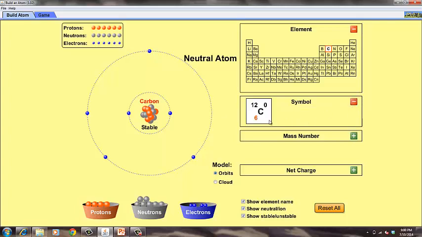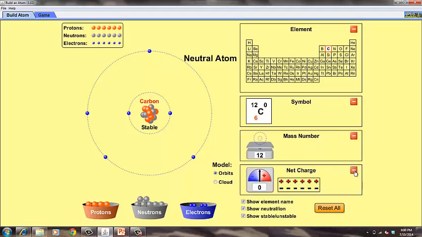Again, we look at its symbol, carbon, atomic mass of 12, atomic number of 6. As this atom is right here, it's got no charge. Its mass number is 12, 6 protons, 6 neutrons. Its net charge is 0 because your number of protons is balanced by your number of electrons.